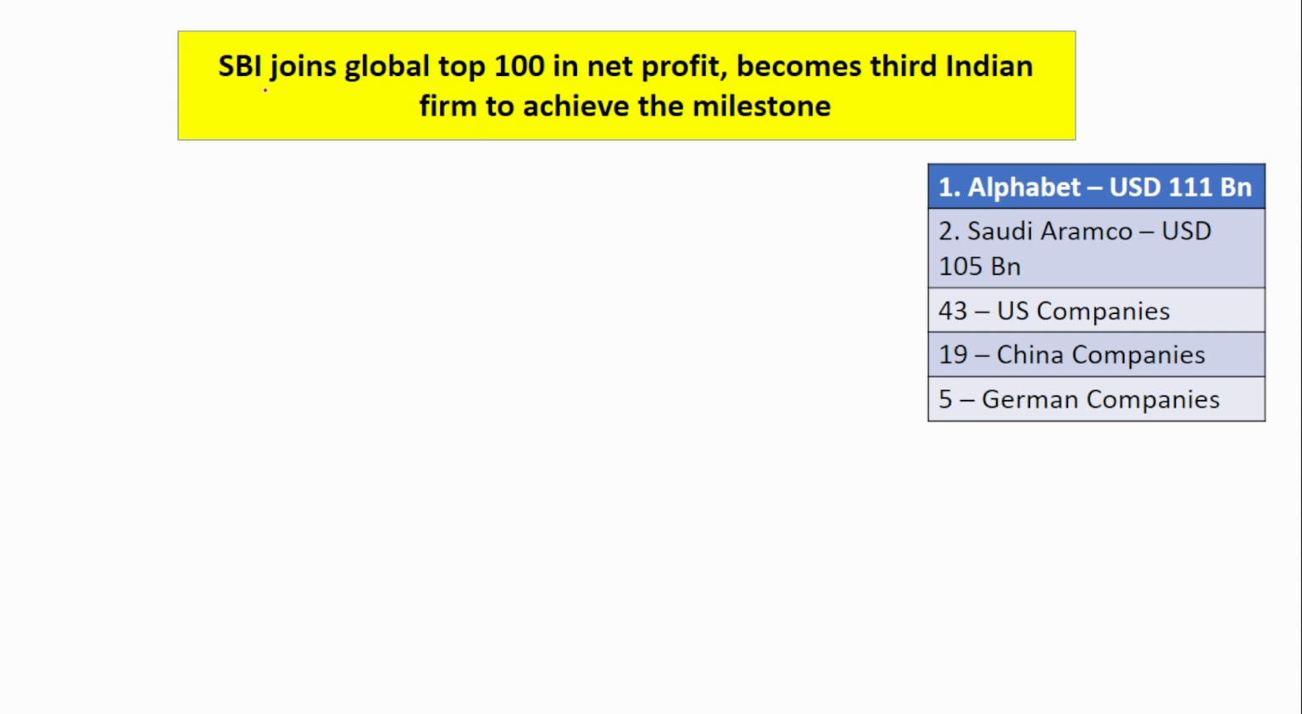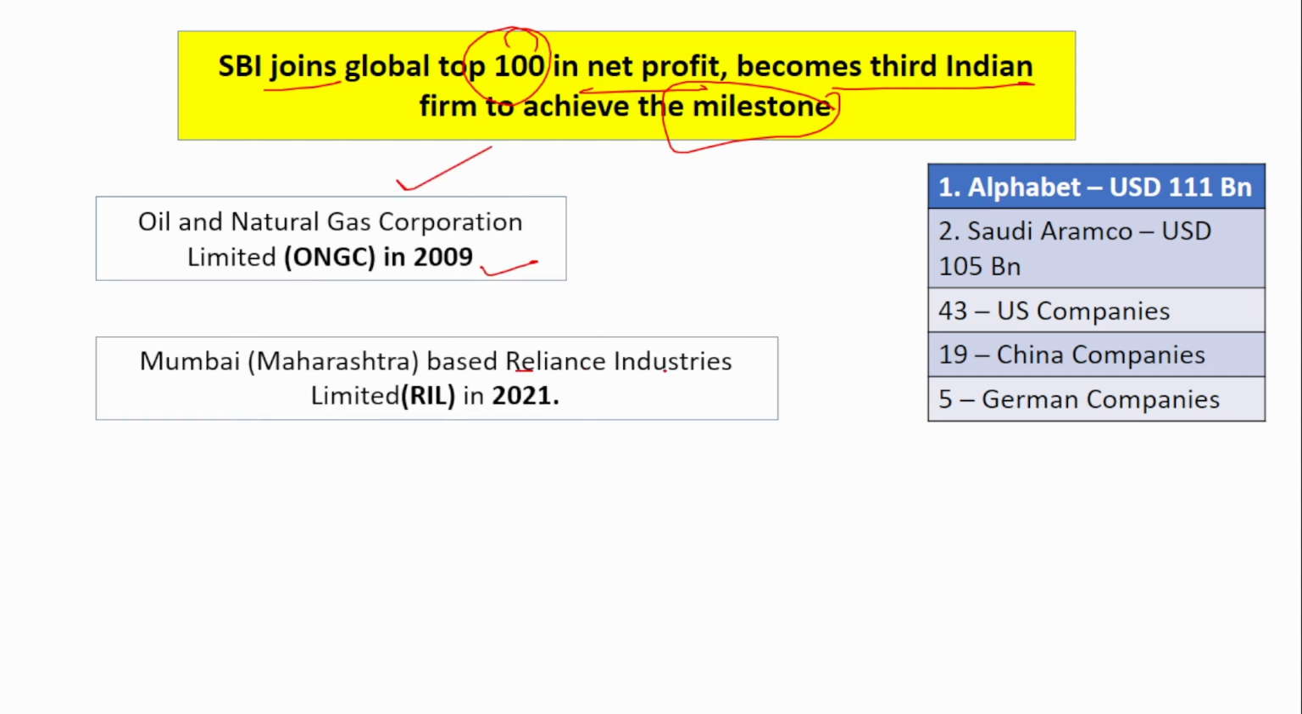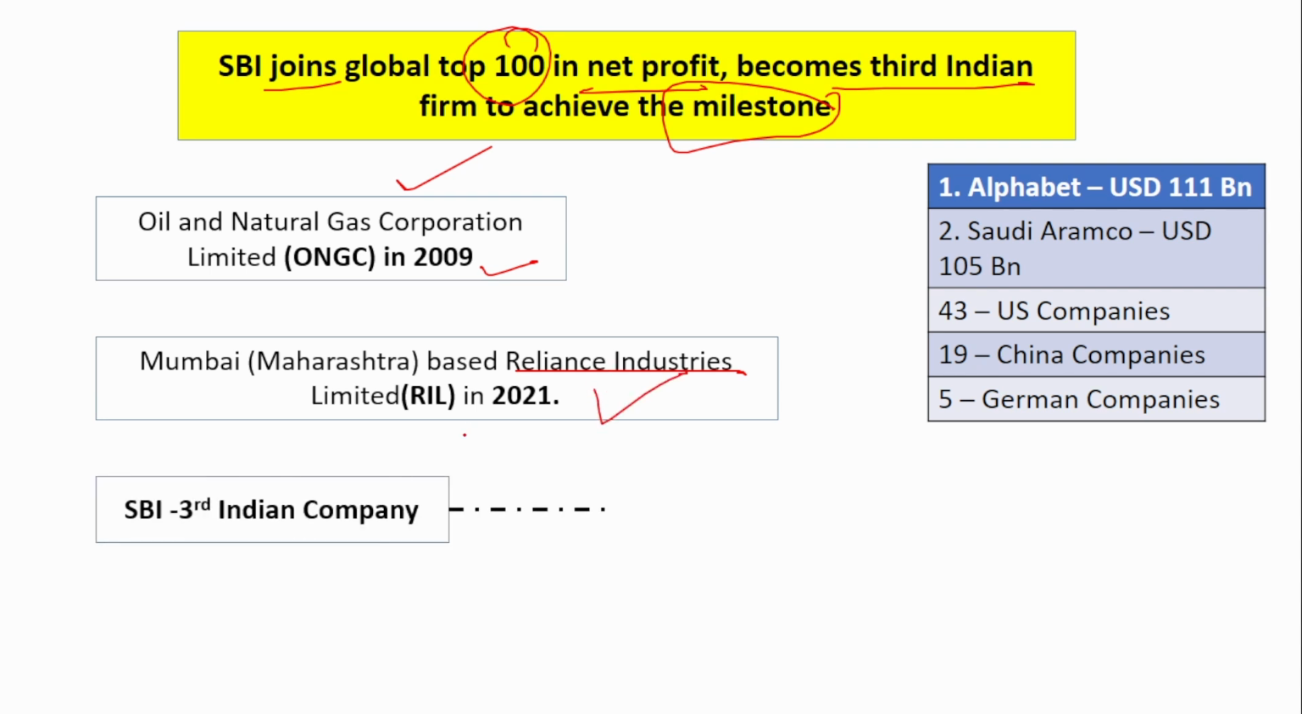Next is SBI joins global top 100 in the net profit. It is the third Indian company to achieve this milestone. Among the 100 entities, SBI has also joined. So what are the other two Indian companies who had already joined this top 100? First one is ONGC, which joined in 2009. Next is Mumbai-based Reliance Industries, which joined the top 100 in 2021. And now SBI has joined as the third Indian company.